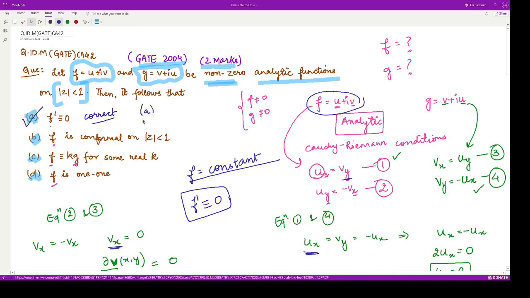Why? Because we got u and v both to be constants, and if they both are constants, that means f is also a constant. If f is a constant, that means its derivative comes out to be a number 0, and we cannot remark anything about these two options from this information. So from here we conclude that option A is the correct option.